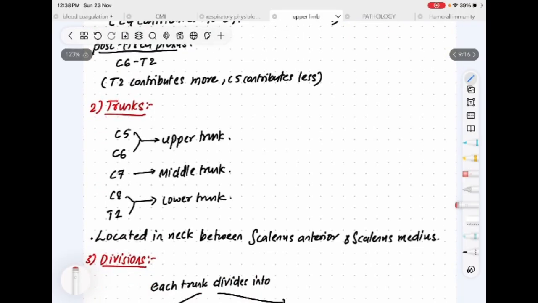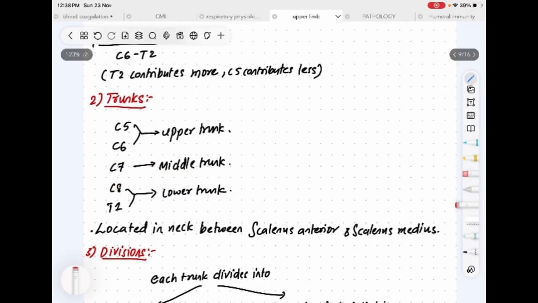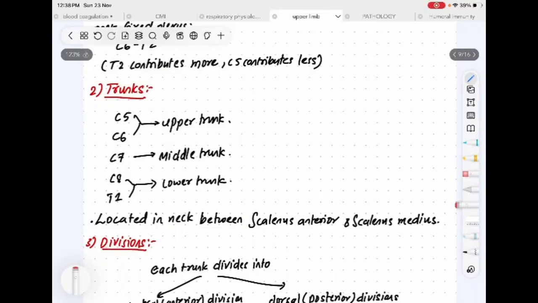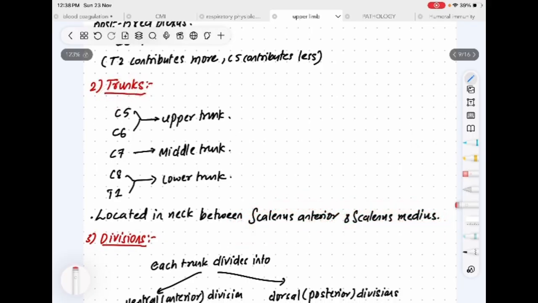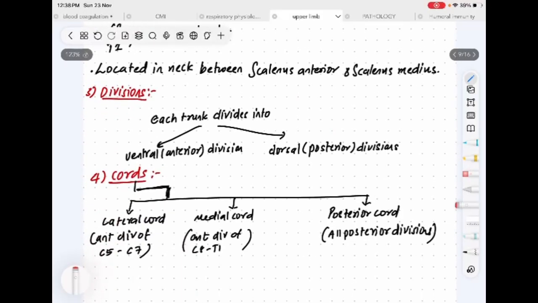Now trunks. As we have discussed earlier, C5 and C6 join to form the upper trunk, C7 continues as the middle trunk, and C8 and T1 form the lower trunk. To remember, this is a very important MCQ: these trunks are located in the neck between scalenus anterior and scalenus medius. So between the scalenus anterior and scalenus medius, the trunks of brachial plexus are located. Now, divisions.